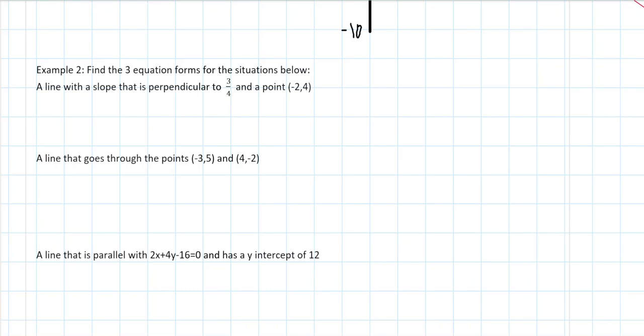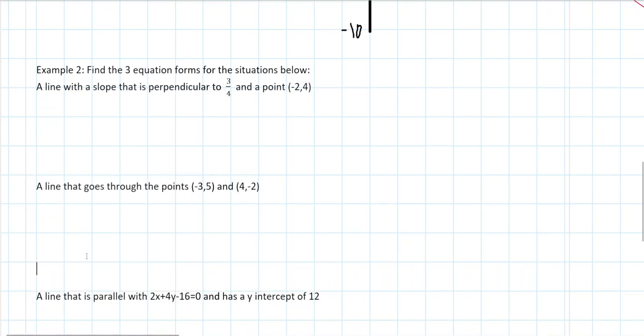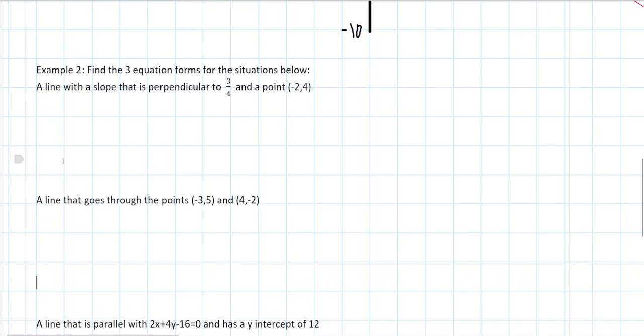Find the 3 equation forms for the situations below. So we're going to find each of the different forms here based off of these. So a line with a slope that is perpendicular to that and a point of that. Well, if it's perpendicular to this, then we know it's a negative reciprocal, so it's negative 4 over 3. And we have that point, so now we can write it in slope point form. So y minus 4 equals negative 4 over 3 x plus 2.